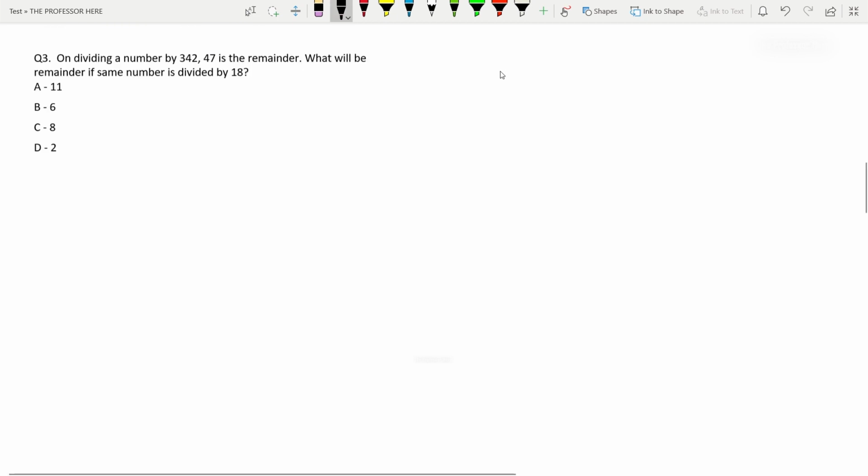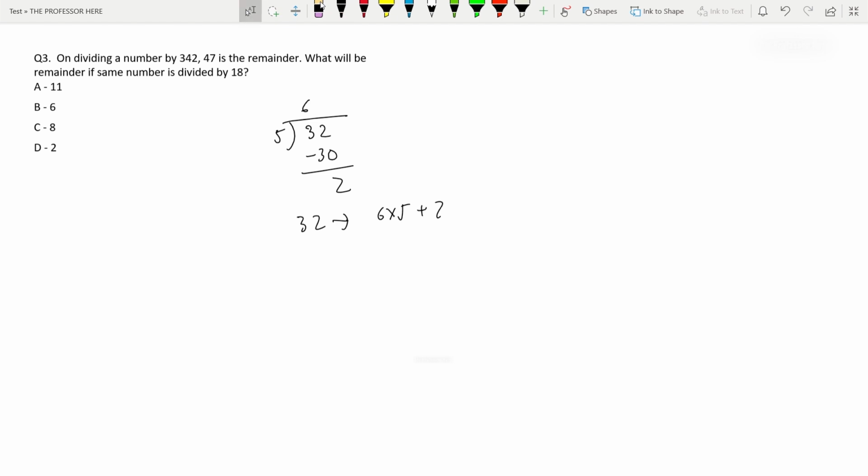Next question, question number 3. On dividing a number by 342, 47 is the remainder. What will be the remainder if the same number is divided by 18? So let's take an example. Divide 32 by 5. When you divide 32 by 5, you get 6, 6 into 5 is 30, you get remainder as 2. So here we have the quotient which is 6, divisor 5 and remainder 2. If you want to form our number 32 back, 32 can be represented as 6 into 5 plus 2. So it is quotient q into divisor plus remainder.